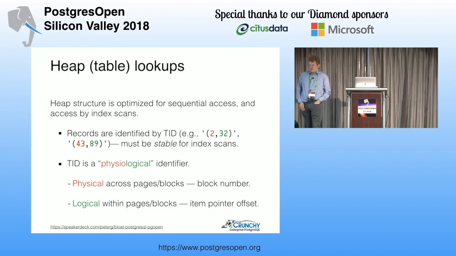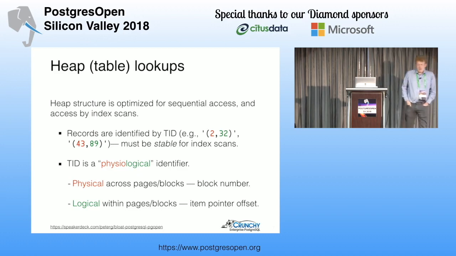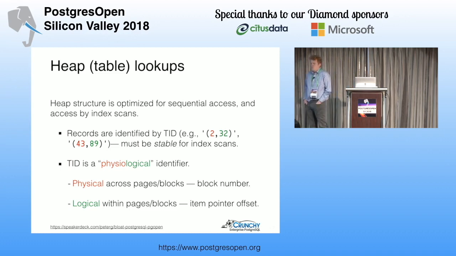In fact, the TID itself is not strictly physical. It's a hybrid between physical and logical. The first component is the block number. That is a simple block offset in terms of 8K pages or blocks. Second, though, is logical. The item pointer number is, you could think of it even perhaps as being the primary key within a page. You could perhaps put it that way. That's maybe a bit of a stretch.